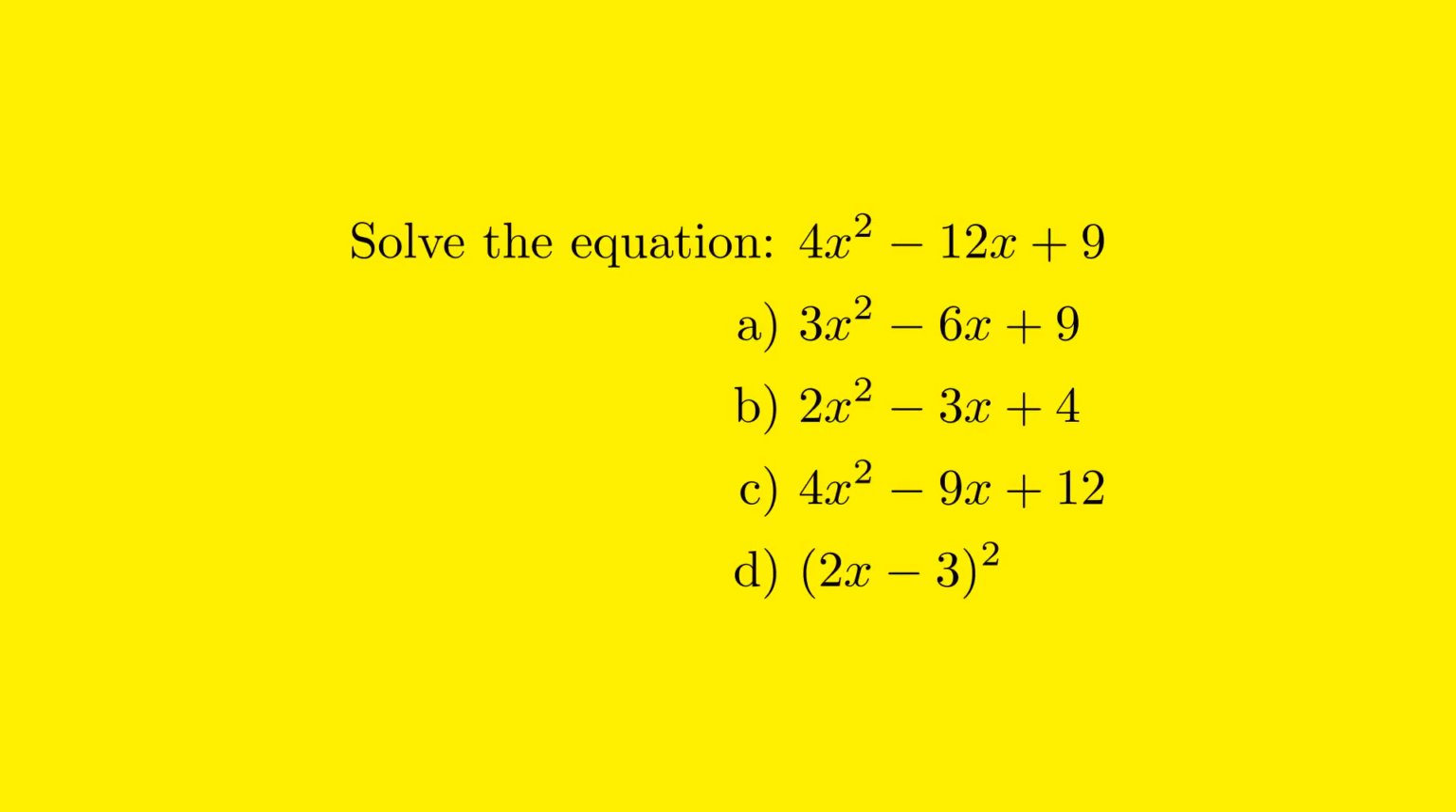Pause the video and try to solve the problem presented on the screen. 4x squared minus 12x plus 9 and its possible solutions. A. 3x minus 6x plus 9. B. 2x squared minus 3x plus 4. C. 4x squared minus 9x plus 12. D. 2x minus 3, squared.